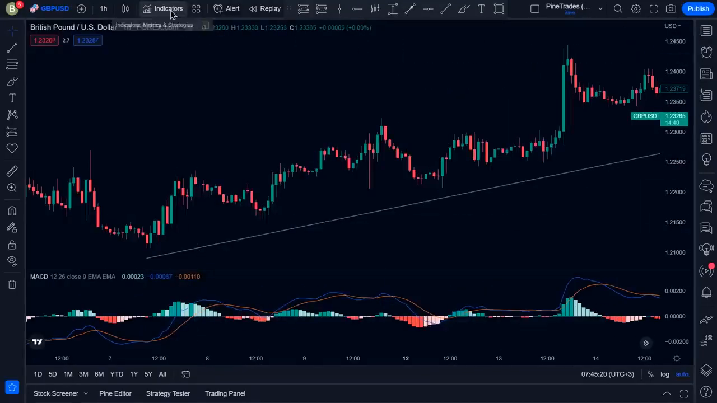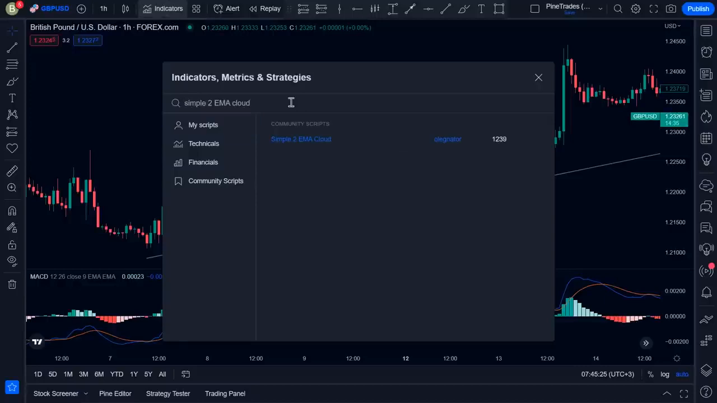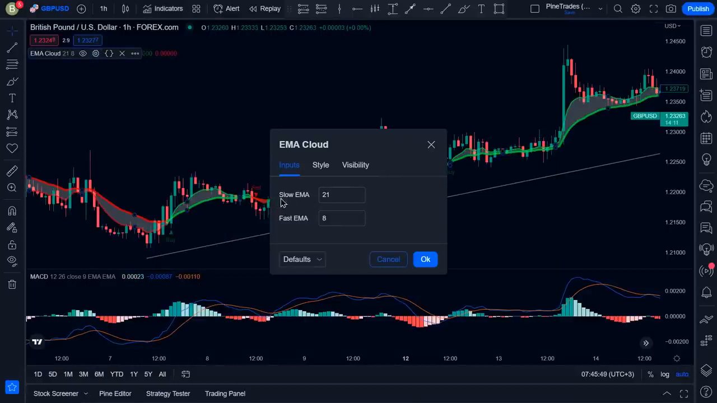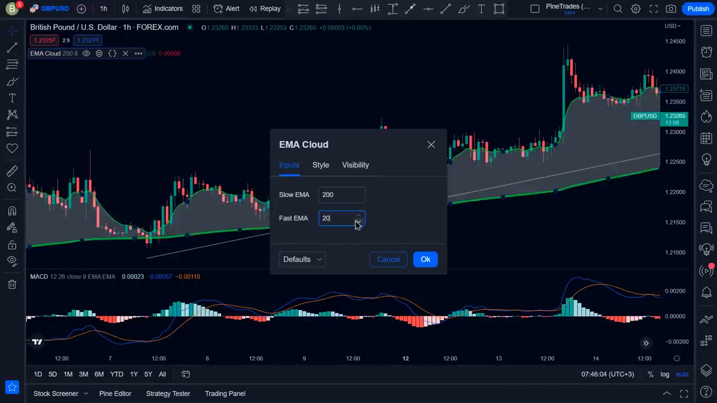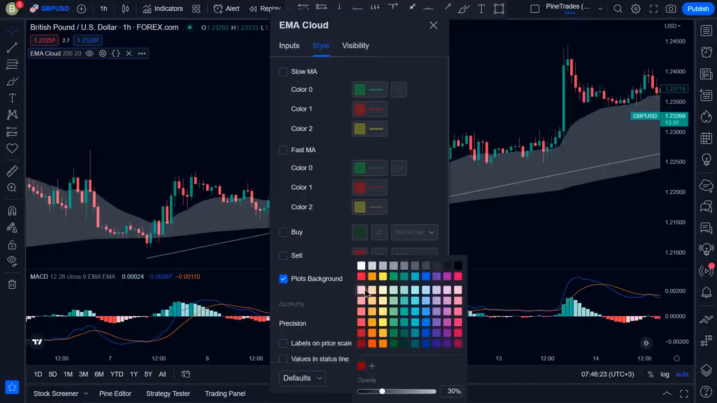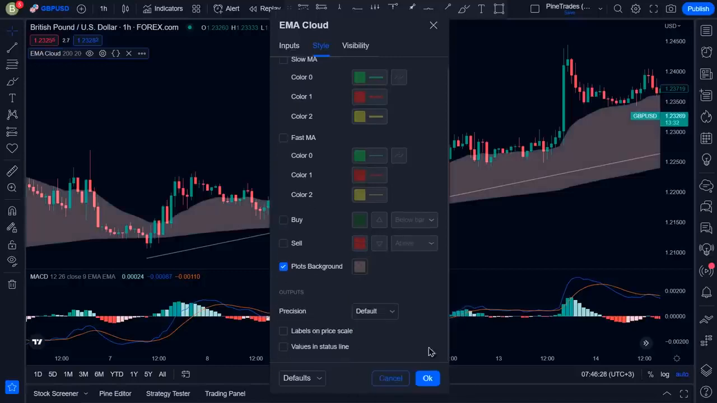Click on the Indicators tab, type in Simple 2 EMA Cloud, and select this one by Alignator. Then we're gonna change some settings. Click here. On the Inputs tab, change Slow EMA to 200 and Fast EMA to 20. On the Style tab, uncheck everything except the plot's background, and then change the plot's background color to this light red, and then click OK.